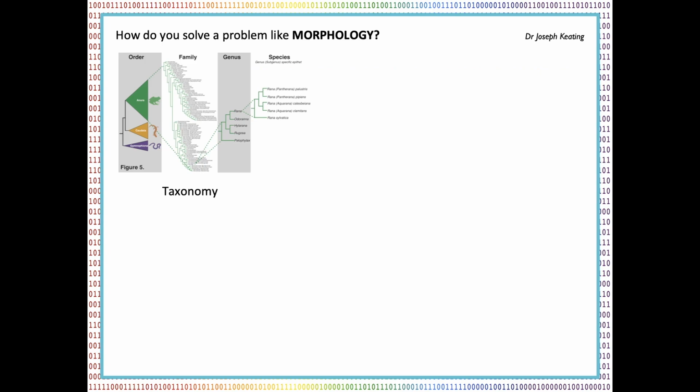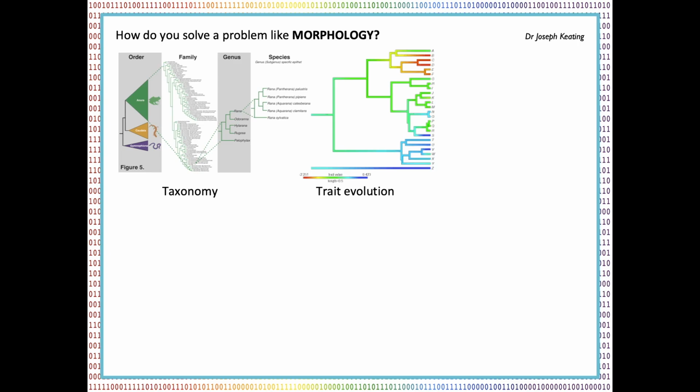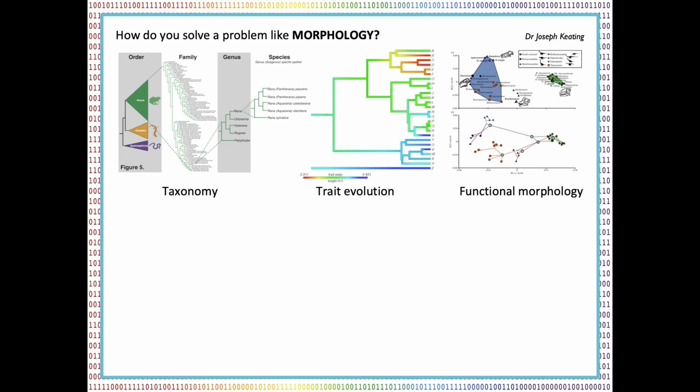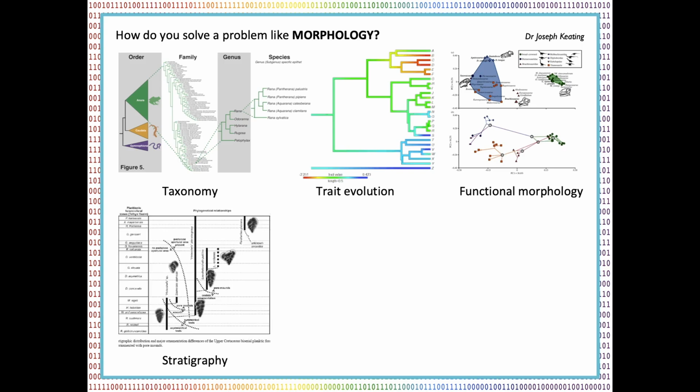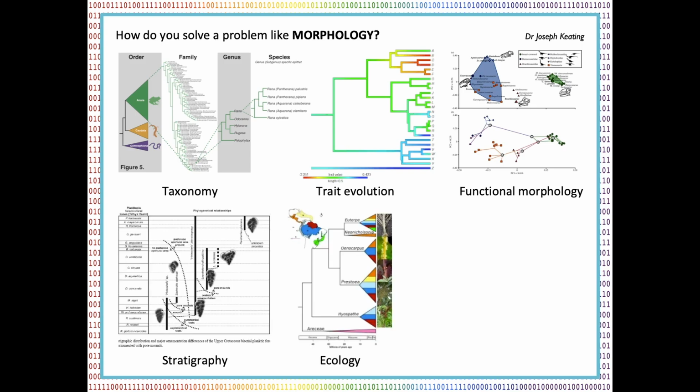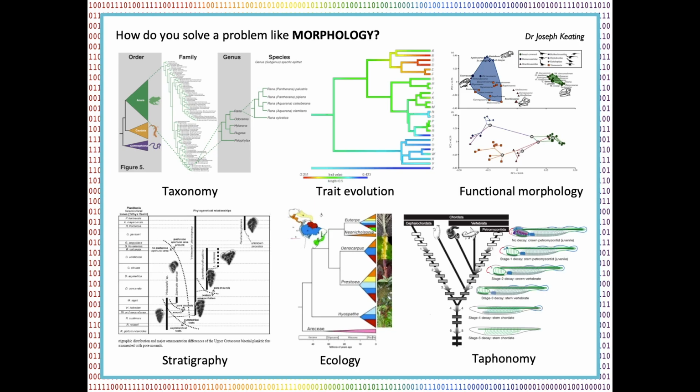It allows us to establish taxonomic classification systems, to understand how traits change through time, to characterize the evolution of function, to rationalize stratigraphic range data, to reconstruct the evolution of ecology, and even allows us to explain taphonomic differences between groups. The fact of the matter is that without the context of phylogeny, paleontological data is meaningless.